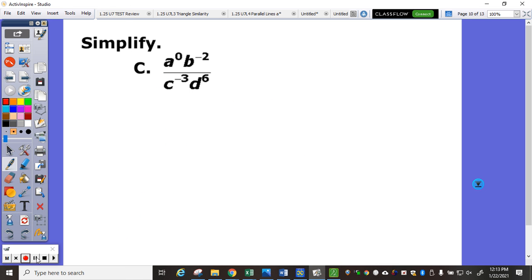All right, you guys give this a shot. So I can go ahead and just take out this a to the 0 because this is 1. I'm going to move this b to the negative 2 to the denominator, make it b to the positive 2. I'm going to move this c to the negative third to the numerator, make it c to the positive third. So now all I have left on top is c to the third. And on bottom, now I have d to the sixth, b to the second. You okay with that? All right.